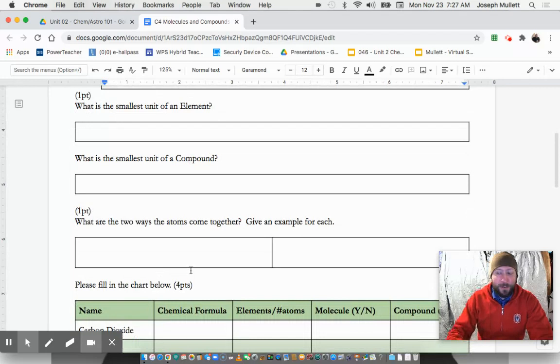Now, I'm assuming you've gone and watched the TED Talk about why elements bond, at which point you're going to have a way to answer this next question, which is asking you, what are the two ways that the atoms come together? Give an example for each. Please remember that one of them does involve sharing of electrons, and the other one involves taking or stealing of electrons. And I hope you can go and find your definitions as well as create some examples from that TED Talk.